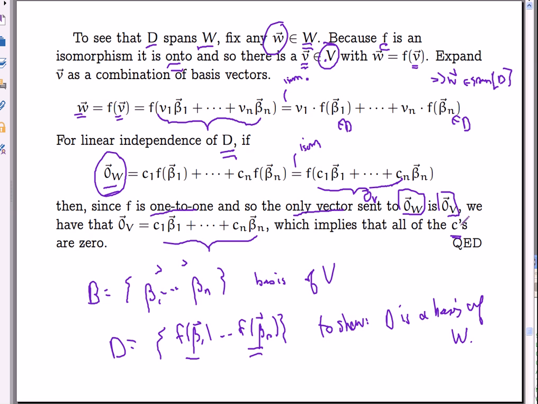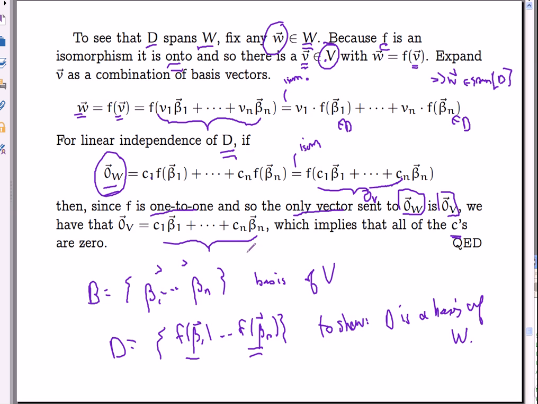So the upshot is that if we have a homogeneous relation relating the vectors in D, we can also find the same homogeneous relation relating the vectors in B. But since B is a basis, the only possible linear combination that gives 0 is the combination where all the coefficients are 0. So that means that the original combination of vectors in D must also have coefficients equal to 0. So we're playing off the identification of vectors in W with vectors in V.